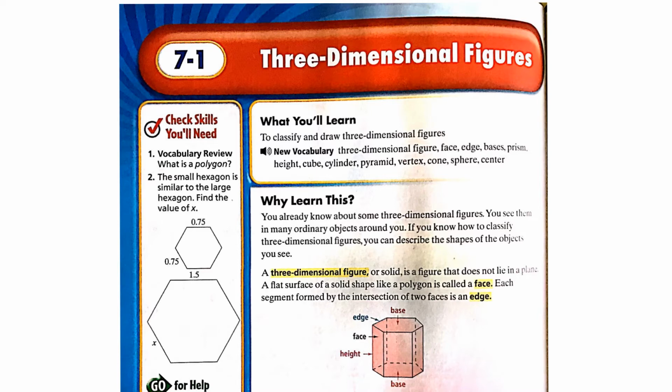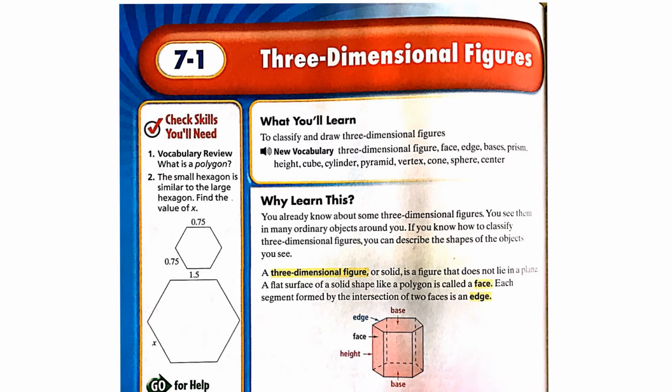So you already know about some three-dimensional figures. You see them in many ordinary objects around you. If you know how to classify three-dimensional figures, you can describe the shapes of the objects you see. A three-dimensional figure or solid is a figure that does not lie in a plane, so they're not flat.